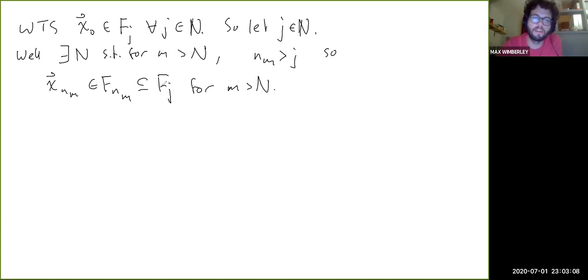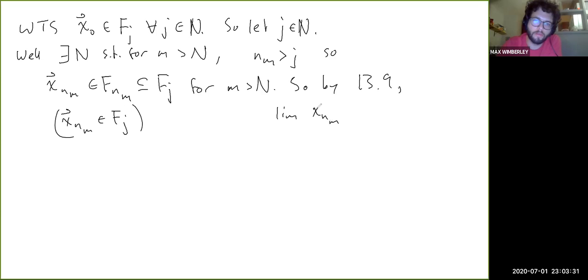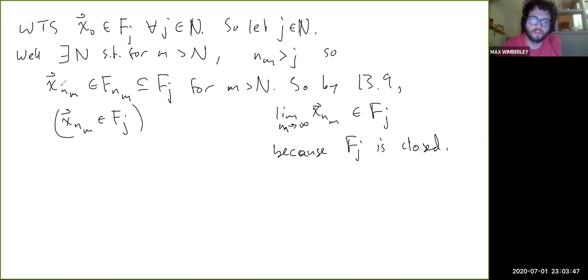So Xnm is in FJ for m greater than N. By 13.9, the limit of Xnm as m goes to infinity is also in FJ because FJ is closed. What we're saying is that beyond a certain point, the sequence stays inside FJ, so the limit also has to be in FJ. That's the basic idea.